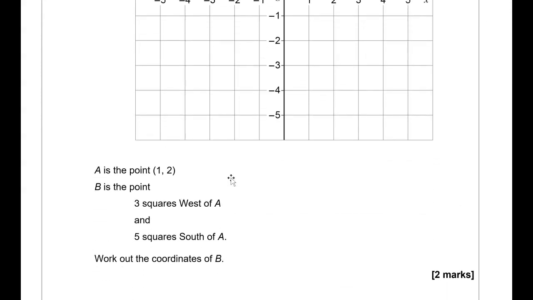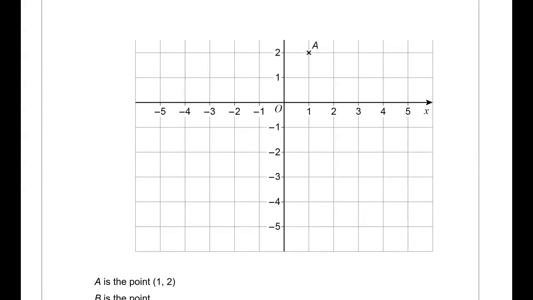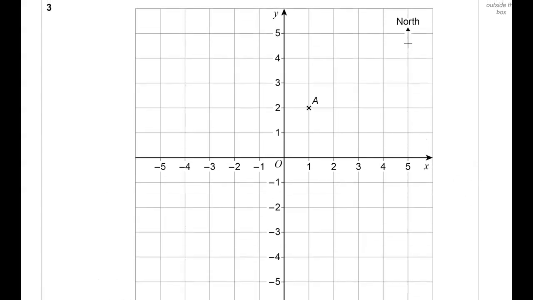A is the point 1, 2. B is the point 3 squares west of A and 5 squares south of A. Work out the coordinates of B. Okay, so 3 squares west of A. So here is A, here is north, south, west, and then east.